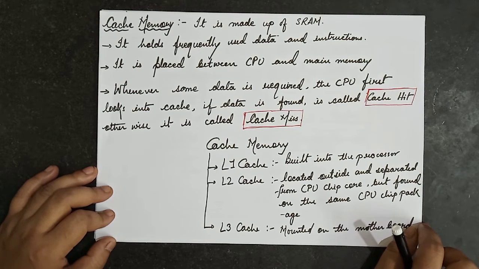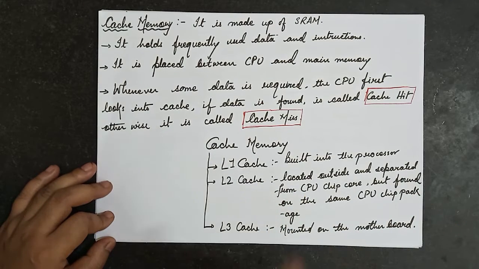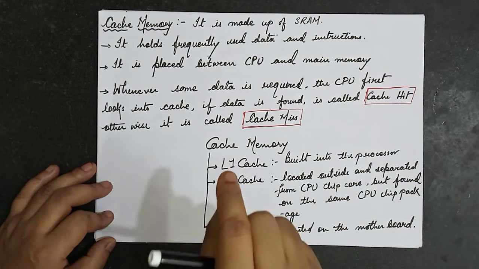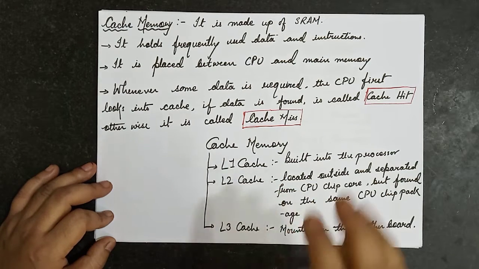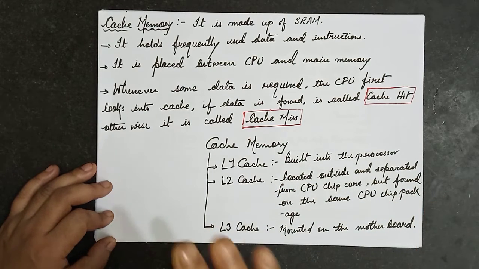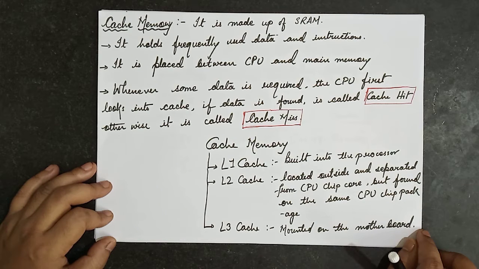Whenever some data is required, the CPU first looks for it in the cache, whether the data is present in the cache or not. If the data is found in the cache, it is called a cache hit, and if the data is not found in the cache, it is called a cache miss.